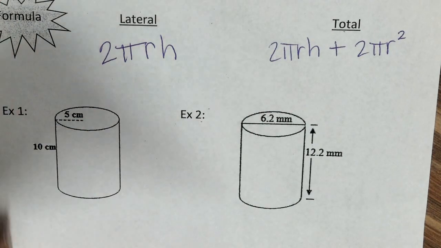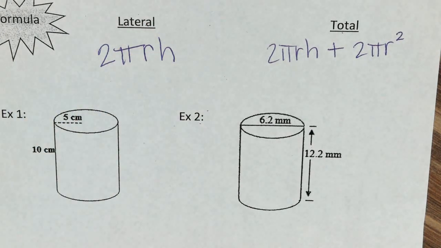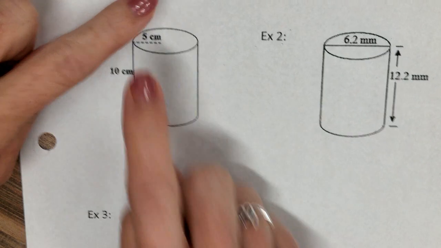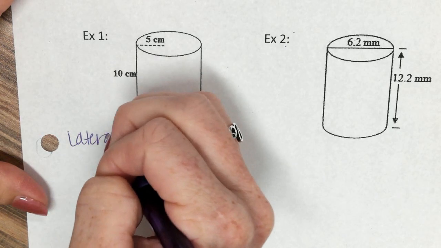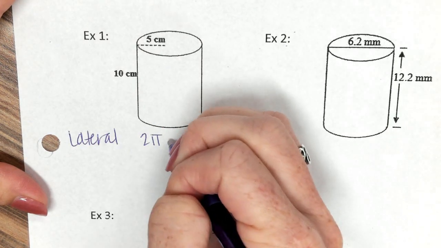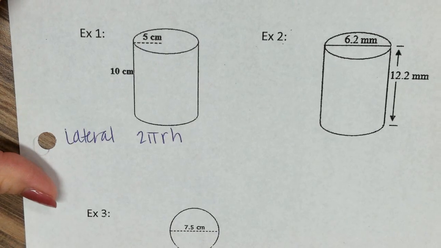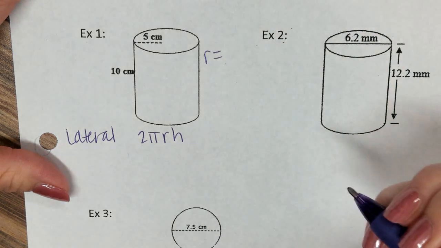Super easy. Now, the hardest part, you've got to read what it's asking for. Is it asking for lateral or total? And then you've got to find it. So we're going to do both for number 1. This is a cylinder. We're going to do lateral first. So the lateral formula is what? 2 pi r h. You need an r and a what?